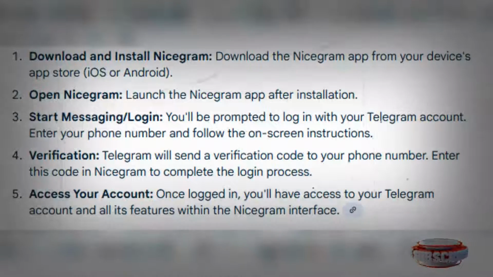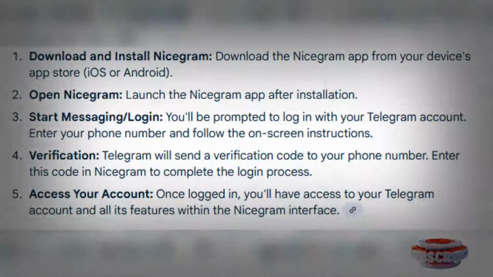First of all, make sure you have downloaded and installed the Nicegram app and it is running on the latest version. Once you have downloaded it, as you can see, I have made a chart here, so you can follow the chart. Open Nicegram and launch the app after the install. Then click on the start messaging or login option.